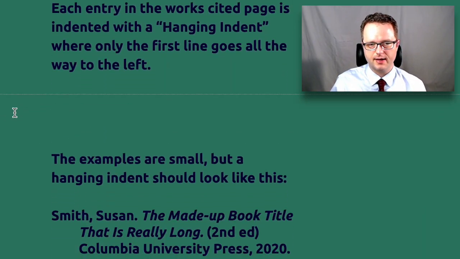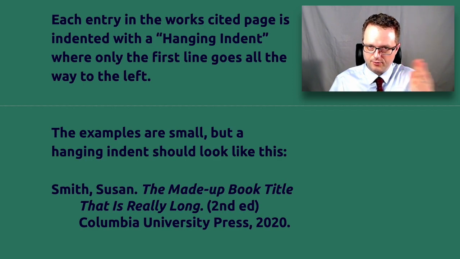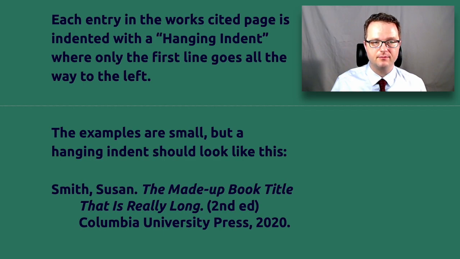In your works cited page, every entry should be in a hanging indent. The hanging indent means only the first line goes all the way to the left side of the page. After the first line, the rest of the lines move over a little bit, so that it's easy to see where a new entry begins, and it's easy to scan by the author's family name. And because that family name is what we use in the in-text citation, it's important to be able to find that really quickly for anybody who's checking your sources.